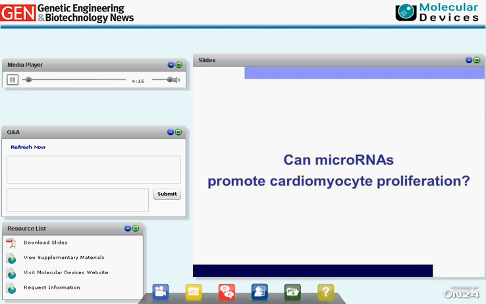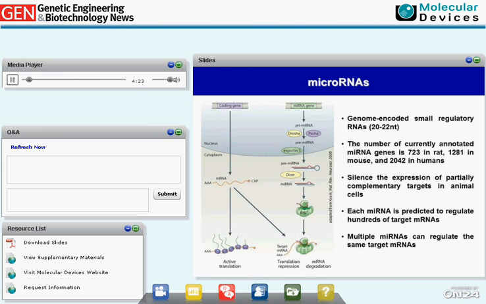So our starting question was, can microRNAs promote cardiomyocyte proliferation? MicroRNAs are a class of genome-encoded small regulatory RNAs. There are about 2,000 microRNAs identified in humans, slightly less in mouse and in rats, and they silence the expression of partially complementary target messengers. A very important thing is that each microRNA is predicted to regulate hundreds of target messengers, and the other way around, multiple microRNAs can regulate the same target messenger.